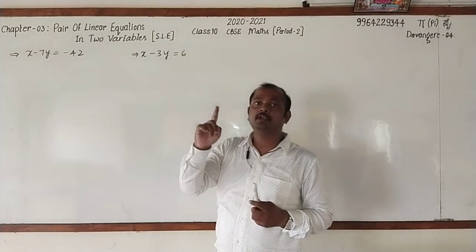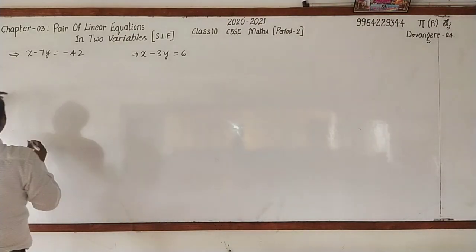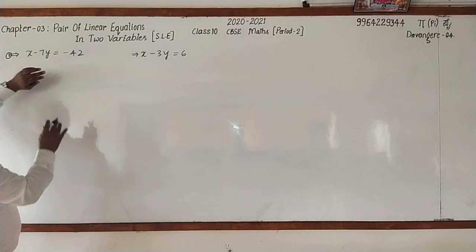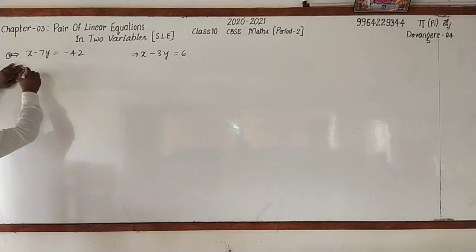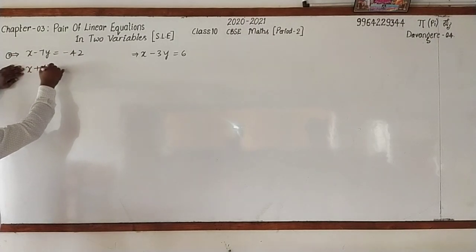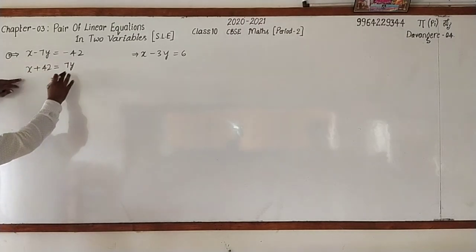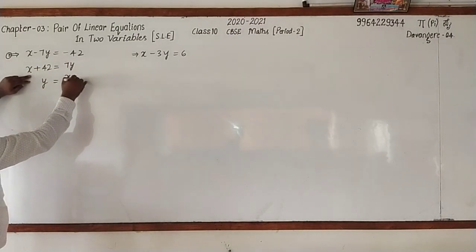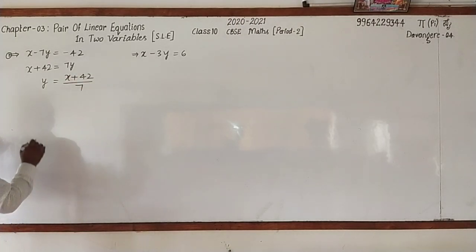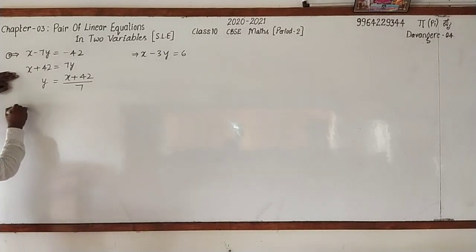Before that, we have to find out the coordinate points of both of them. I have taken the first equation. It is x minus 7y equal to minus 42. Let us solve for y. Transfer minus 42 to the left hand side, it becomes plus 42. Minus 7y to the right hand side, plus 7y. Then y is equal to (x plus 42) by 7. Clear now? Okay.